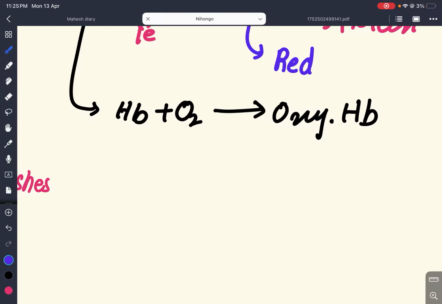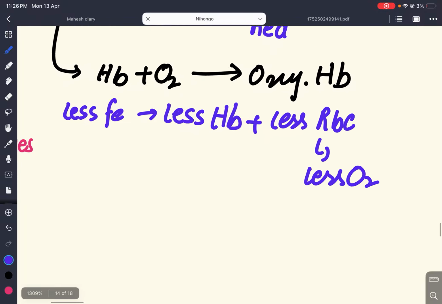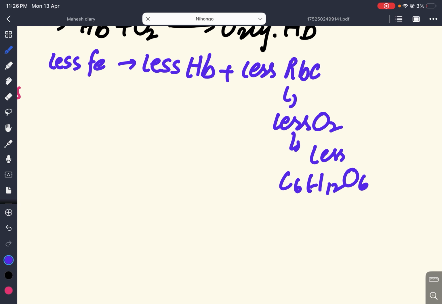One thing that we should know, it comes a lot in MCQs, and a lot of people don't know about it, is that if we have less Fe, we'll have less HB, which means if you have less iron, you'll have less hemoglobin, then you'll have less RBCs, right? And then you have less O2 as well, oxygen. And then when you have less O2, you'll have less C6H12O6, which is glucose.